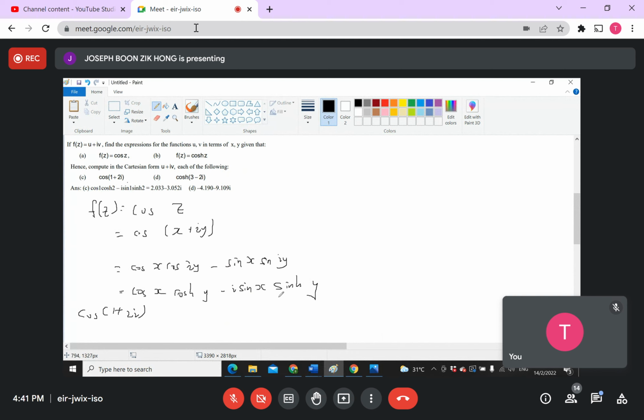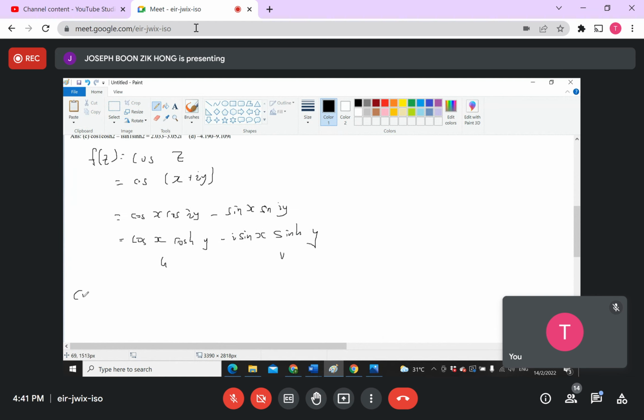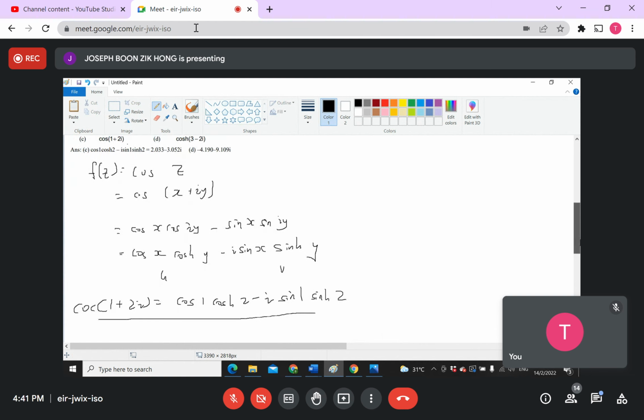Now if you want to find the cos of 1 plus 2i, because we want to get the u and v, that means u plus iv, this one will be my u, this one will be my v. According to the formula, it will become cos of 1 cos of 2, minus i, sine of 1 and sine hyperbolic of 2. So this one will be your answer. Of course, you can get it by your calculator also. Try to have a look before I proceed again.